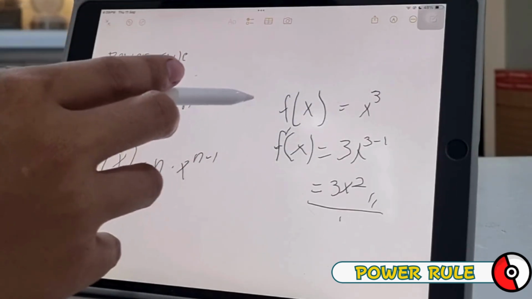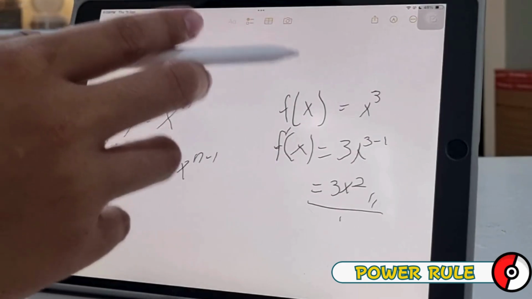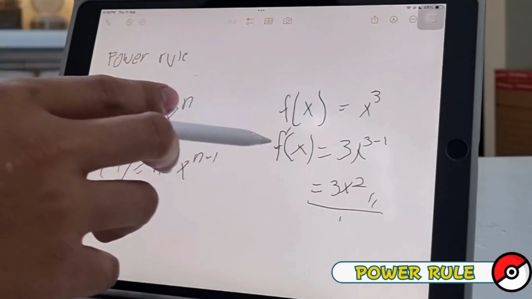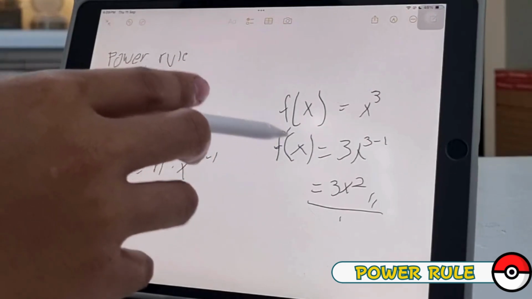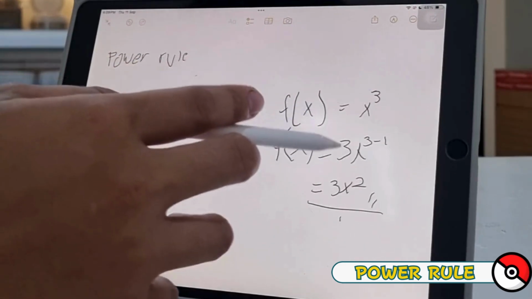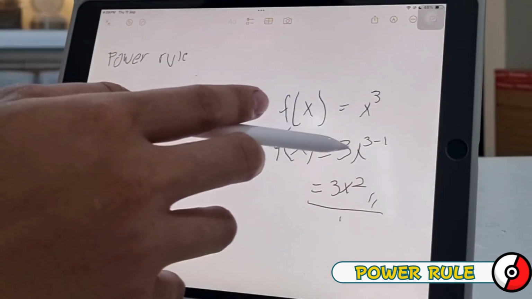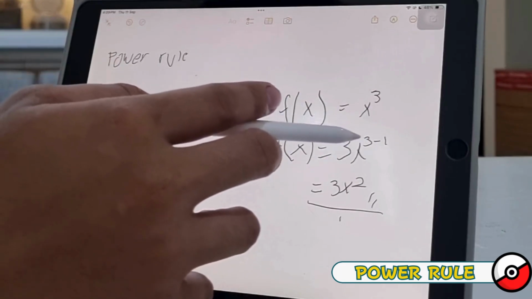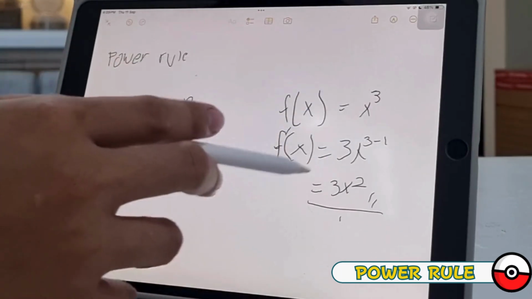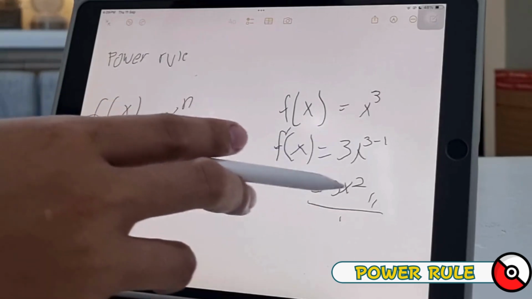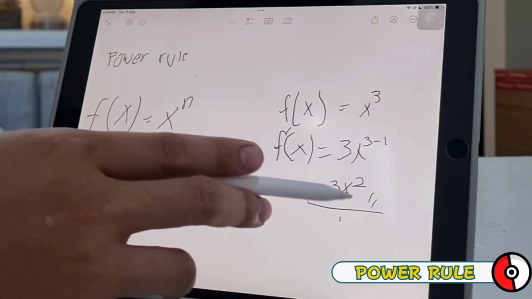Then here we have a problem: f of x is equal to x cubed. And here we have f prime of x is equal to 3x raised to 3 minus 1. We're just going to bring the 3 in the front. Then we subtract 1 here. Then here we have our final answer.